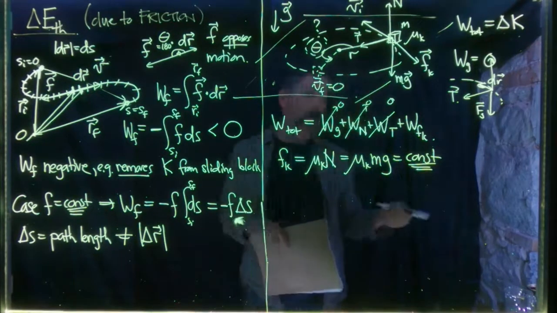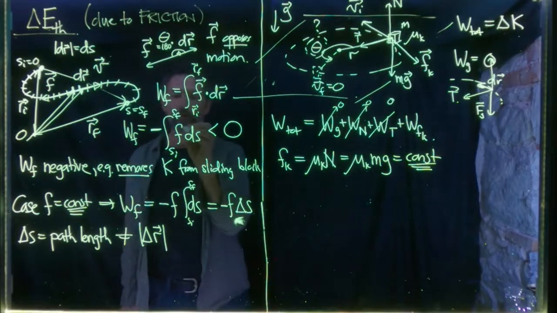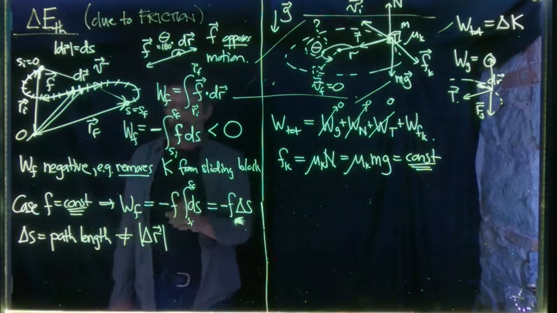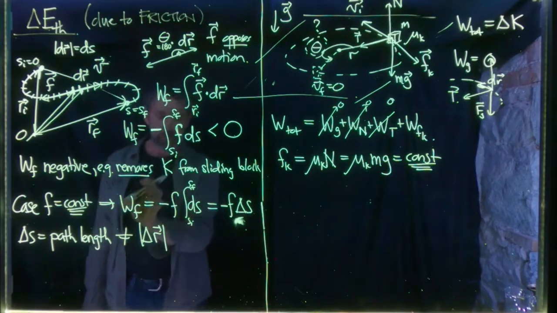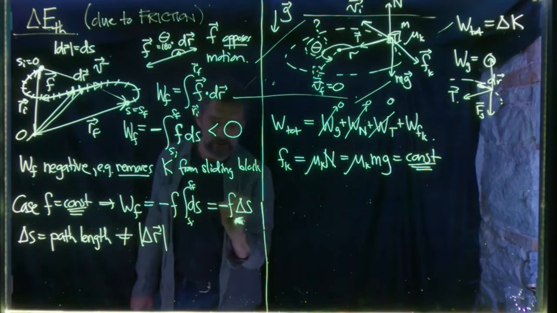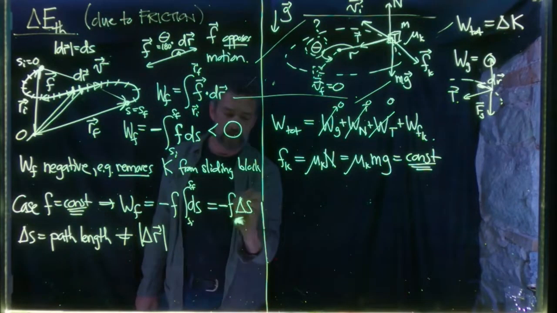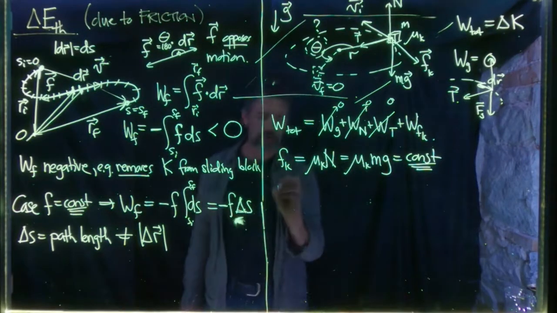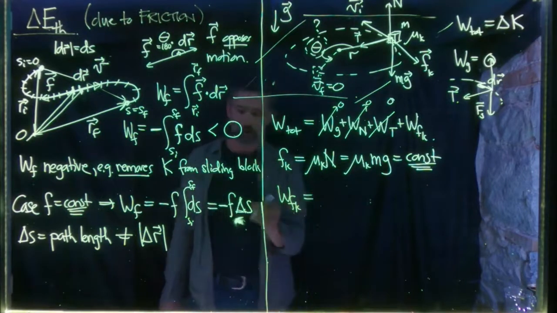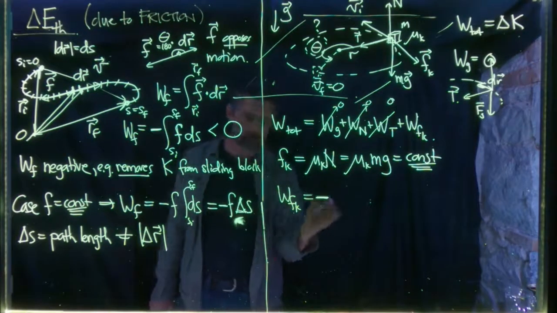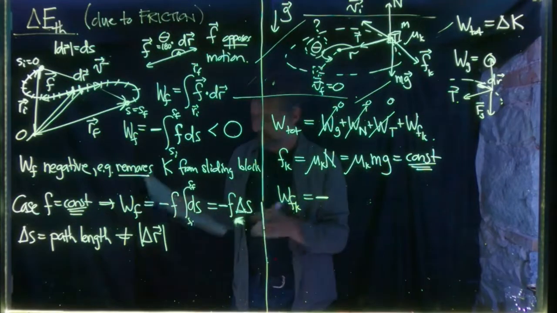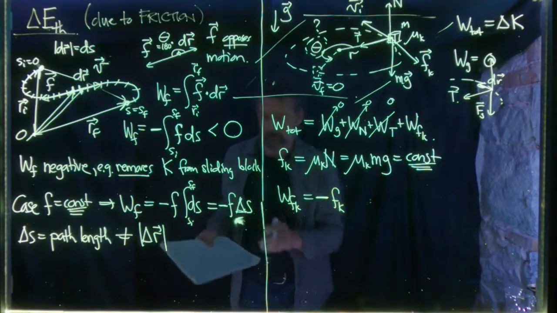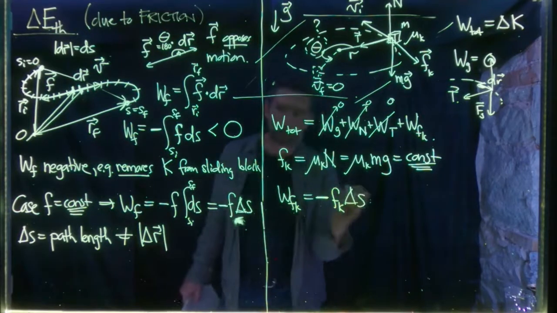Okay, so that's nice, because when we're dealing with frictional forces of constant magnitude, we can just pull that force out, and the work done by that frictional force is just negative the constant magnitude of the force times the path length. So this work done by kinetic friction, we can just read it off of here, is negative. It's the magnitude of the force of kinetic friction, minus Fk, times delta s, the length of the path.